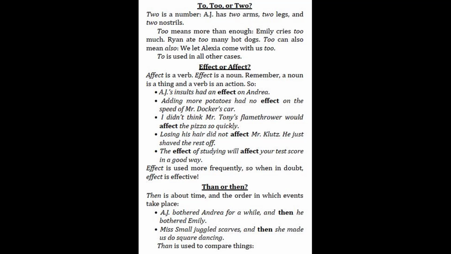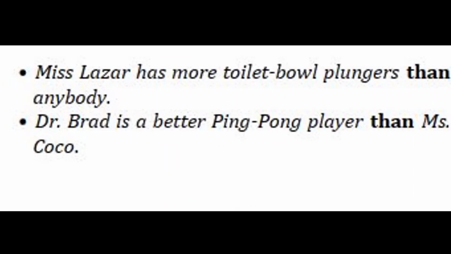Then or than. Then is about time and the order in which events take place. AJ bothered Andrea for a while, and then he bothered Emily. Miss Small juggled scarves, and then she made us do square dancing. Than is used to compare things. Miss Lazar has more toilet bowl plungers than anybody. Dr. Brad is a better ping-pong player than Ms. Coco.